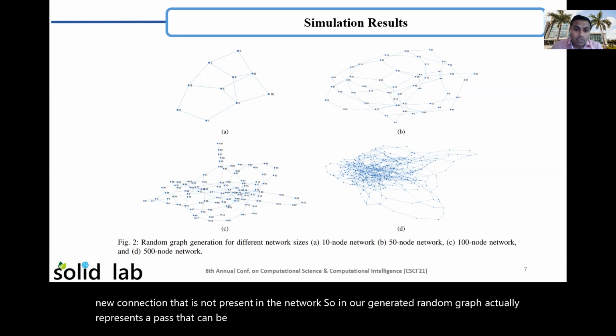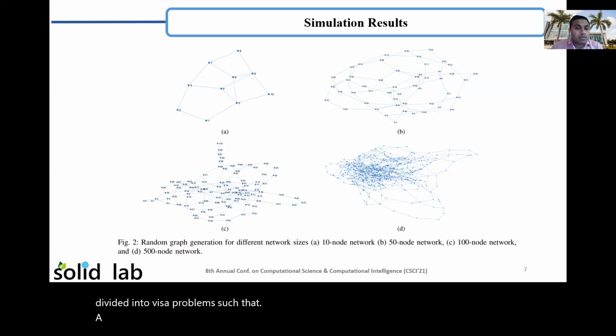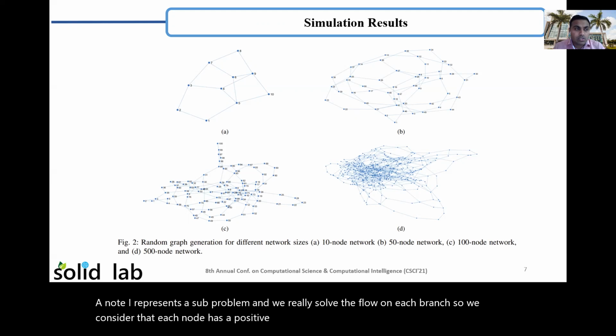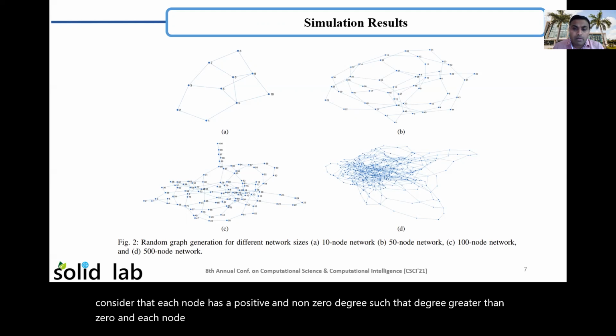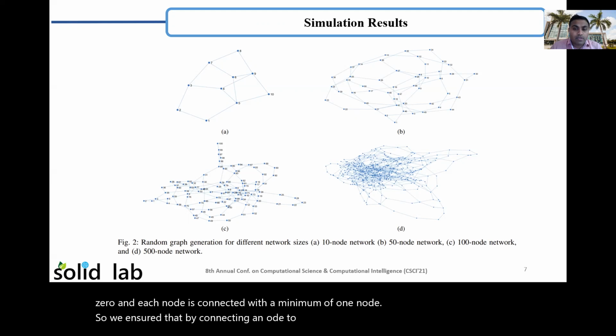In our generated random graph, each node represents a path that can be viewed as a subproblem. So our original problem is divided into V subproblems such that a node i represents a subproblem, and we directly solve the flow on each branch. We consider that each node has a positive, non-zero degree, such that degree is greater than 0, and each node is connected with a minimum of one node. We ensure that by connecting a node to its neighbor and further generating some random connections among the nodes.